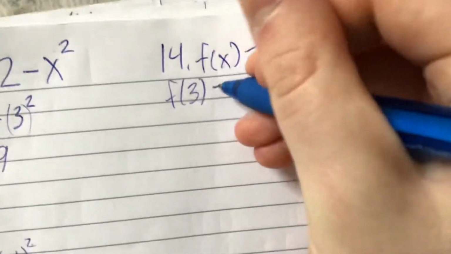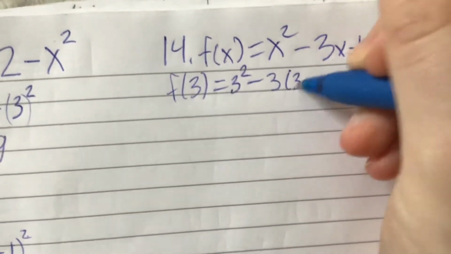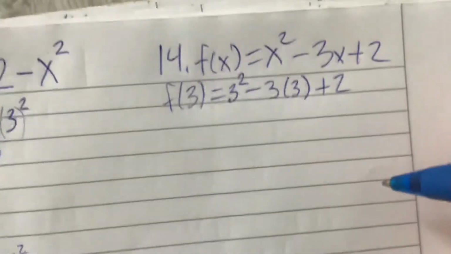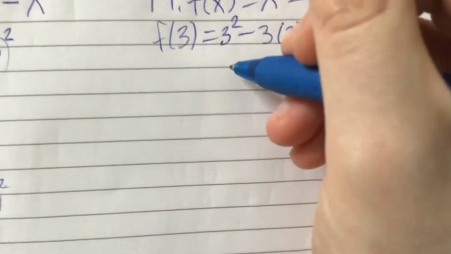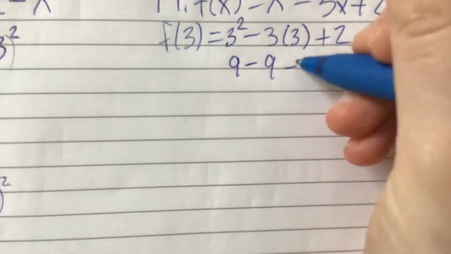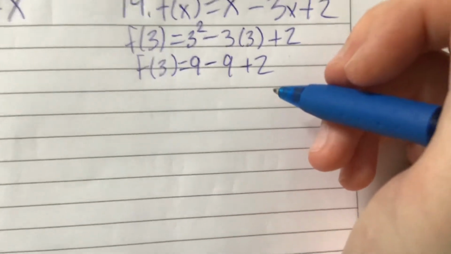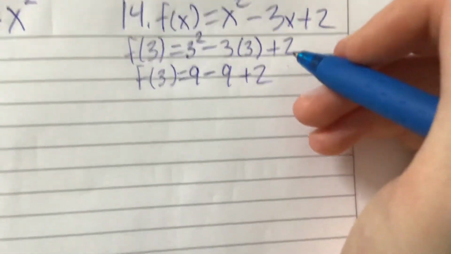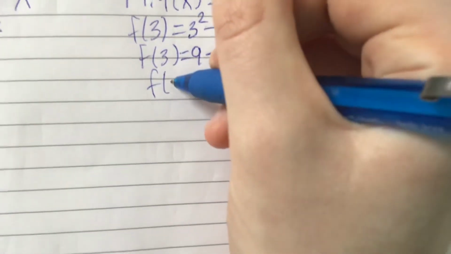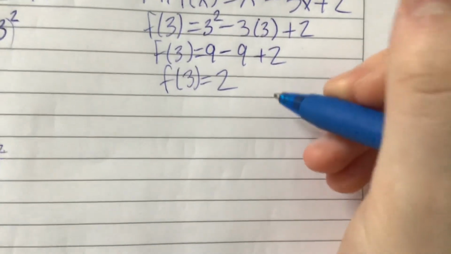And we'll say equals 3 squared minus 3 times 3 plus 2. Okay. And in here, we'll say this is 9 minus 9 plus 2. In this case, that means we just end up with 2, because these kind of tackle each other out and you only end up with 2.